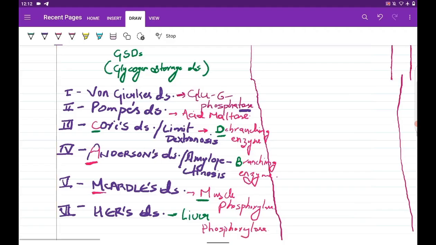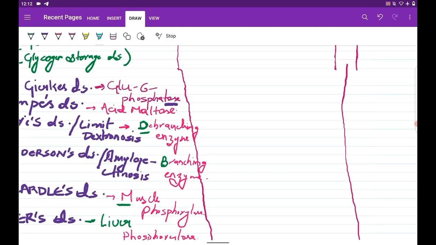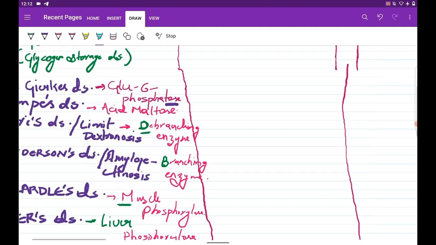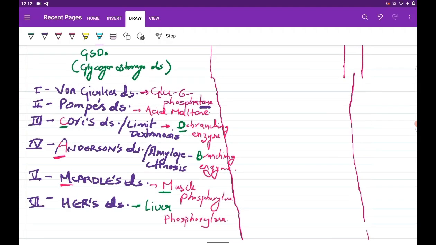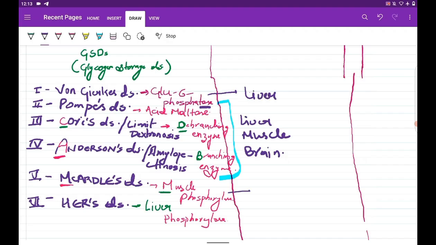Okay, the thing we need to remember which is most often tested in exams is the 3 diseases, the second one, the third one and the fourth one. These 3 diseases will involve all the 3 organs, which will be liver, muscle and brain. Okay, the first one will only involve the liver, and the last 2, from the name only it is clear, this one will involve muscle phosphorylase, so there will be a problem in muscles, and here there will be a problem in the liver because liver phosphorylase is involved.